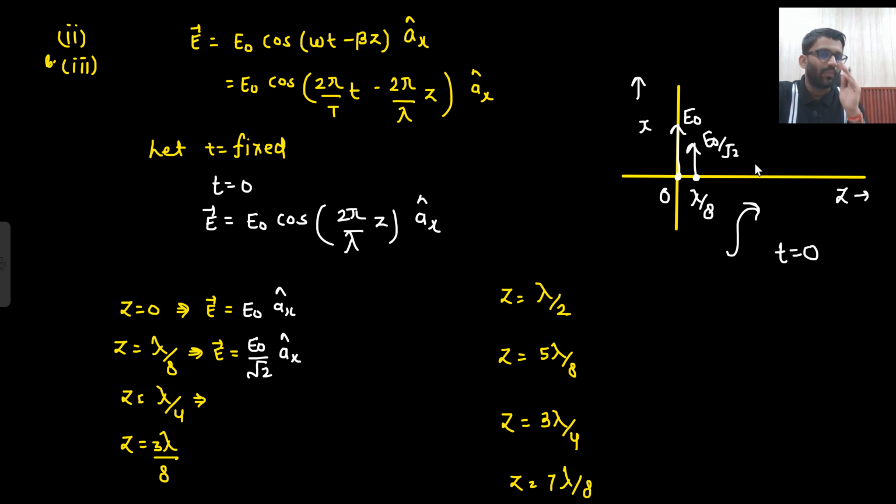Do you remember how we plotted the vector field? Now we are plotting the vector field, right? Now z equals to lambda by 4. If you put lambda by 4 here, what are you going to get? Pi by 2. So what is cos pi by 2? Cos pi by 2 is 0.